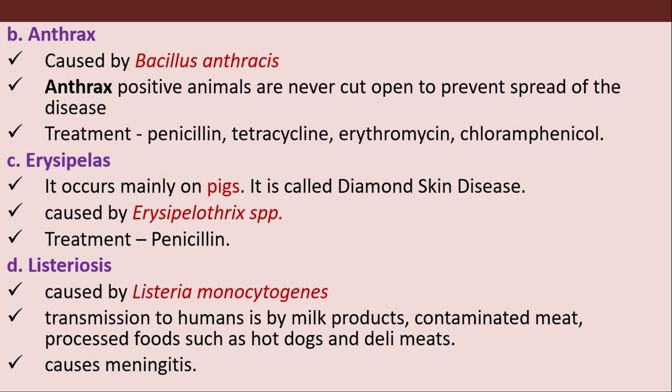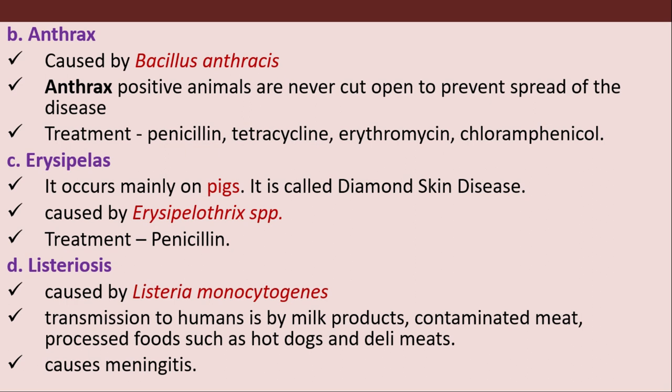Erysipelas. It occurs mainly in pigs. It is called diamond skin disease. Which disease is known as diamond skin disease? Erysipelas, caused by Erysipelothrix species. Treatment uses penicillin. Listeriosis. It is caused by Listeria monocytogenes.